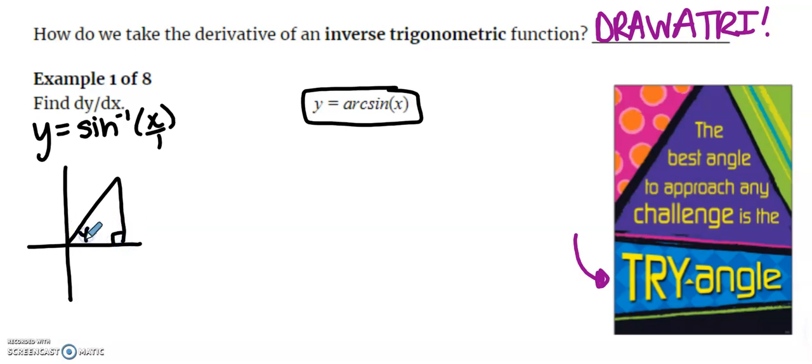Here's my angle y. My sine value needs to be x over 1, so the opposite over the hypotenuse is x over 1. Cool. Ms. Schwartz, how does that help us take the derivative?